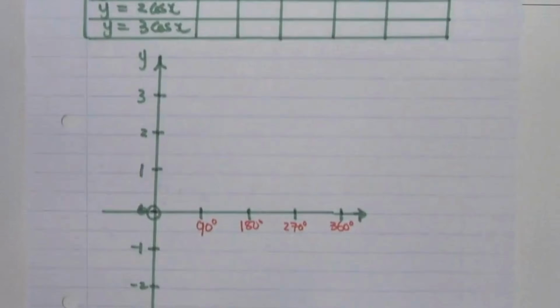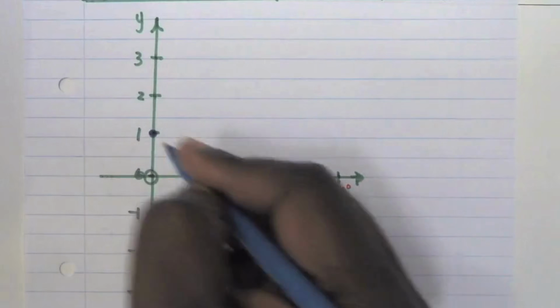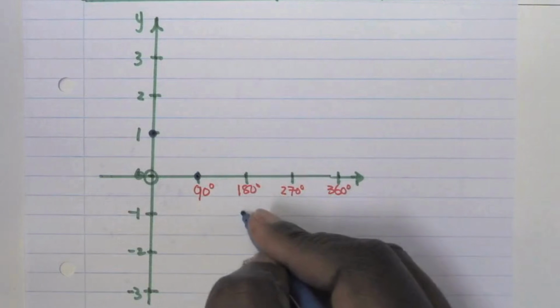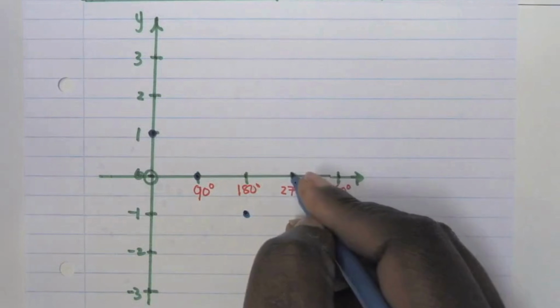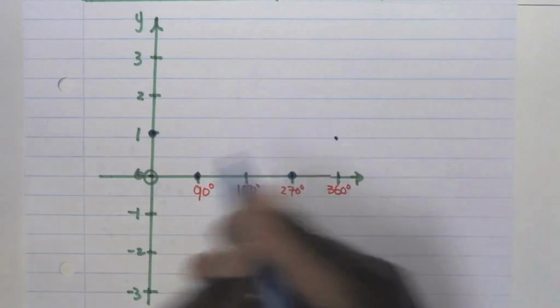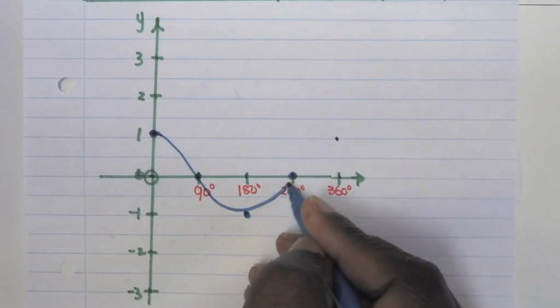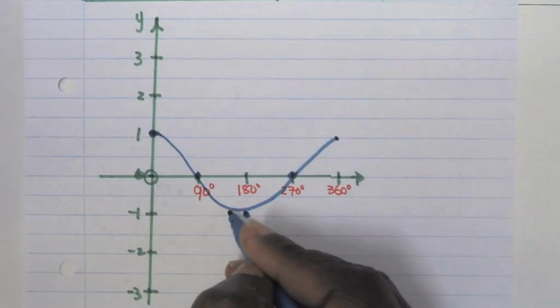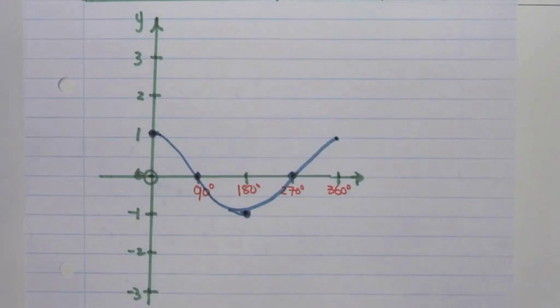Let's draw the graph on our Cartesian plane. It starts at 1. It goes to 0 here. It comes to -1. Then at 270, it's 0. Then it is at 1. Then I join my points using freehand. Please do not miss the points as you are drawing them there.